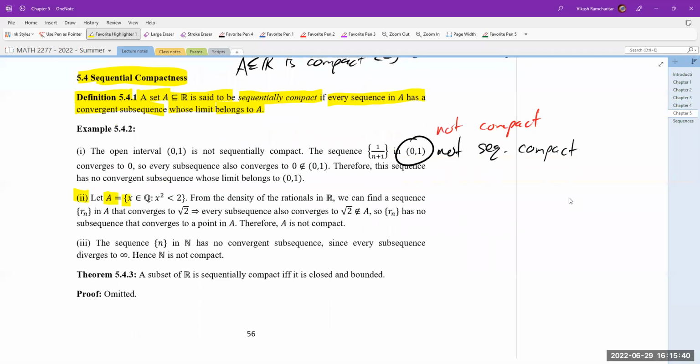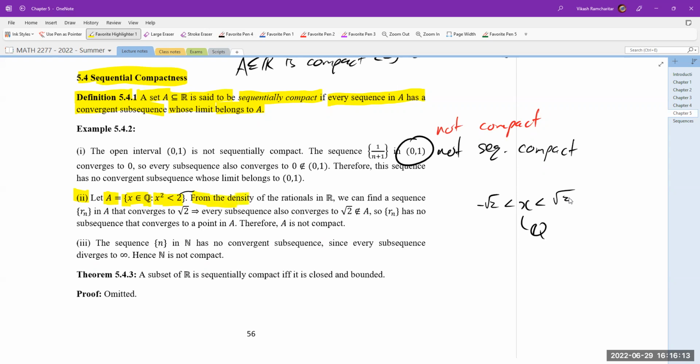If A is the set of all the rational numbers such that their square is less than 2, then another way we could write this is simply all the rational numbers x between plus and minus √2, where x belongs to Q. Okay, it's just all the rational numbers between plus and minus √2. Right, so is this set sequentially compact?